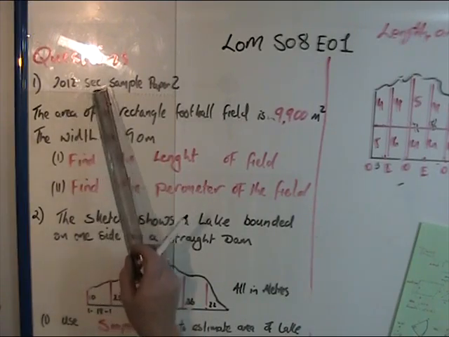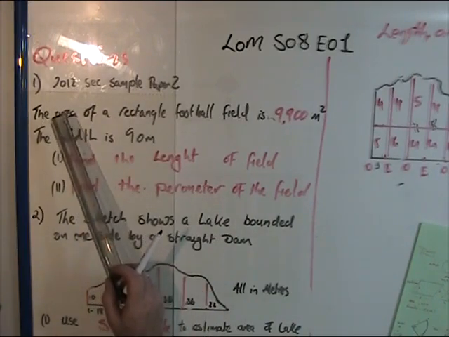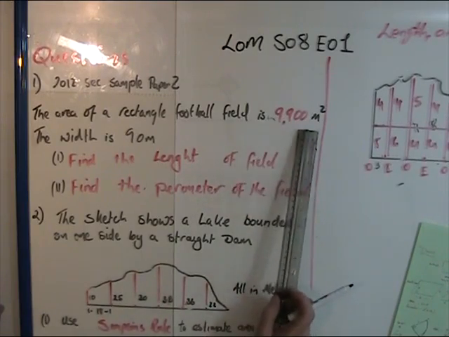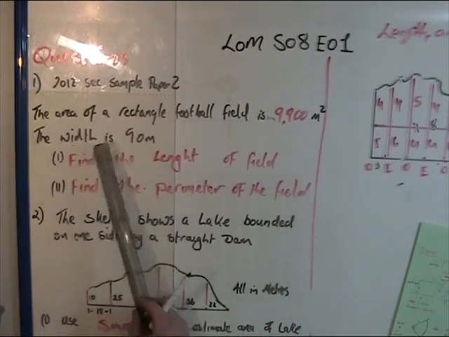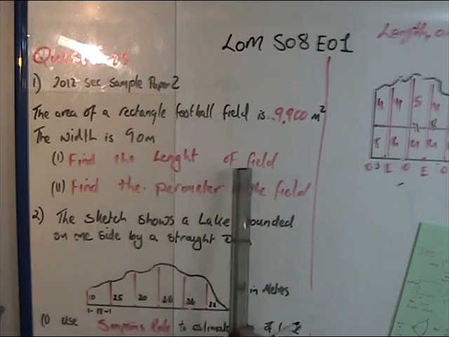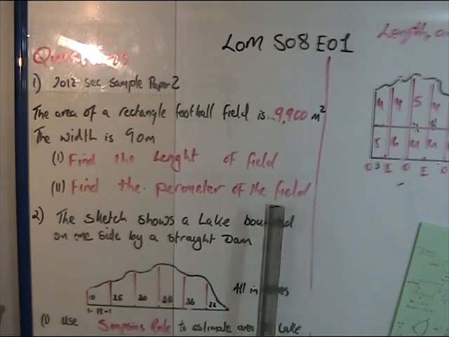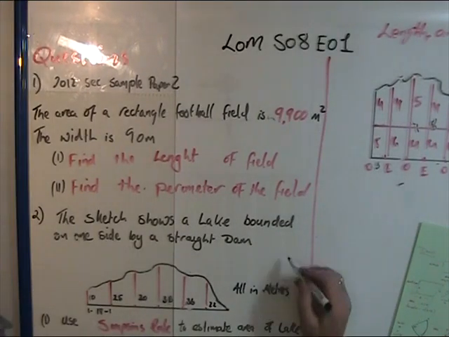So the question is 2012, a sample paper question, and this is the area of a rectangular football pitch or field, which is 9,900. The width is 90. 1. Find the length of the field. 2. Find the perimeter of the field. The perimeter of the field is when it goes right around.